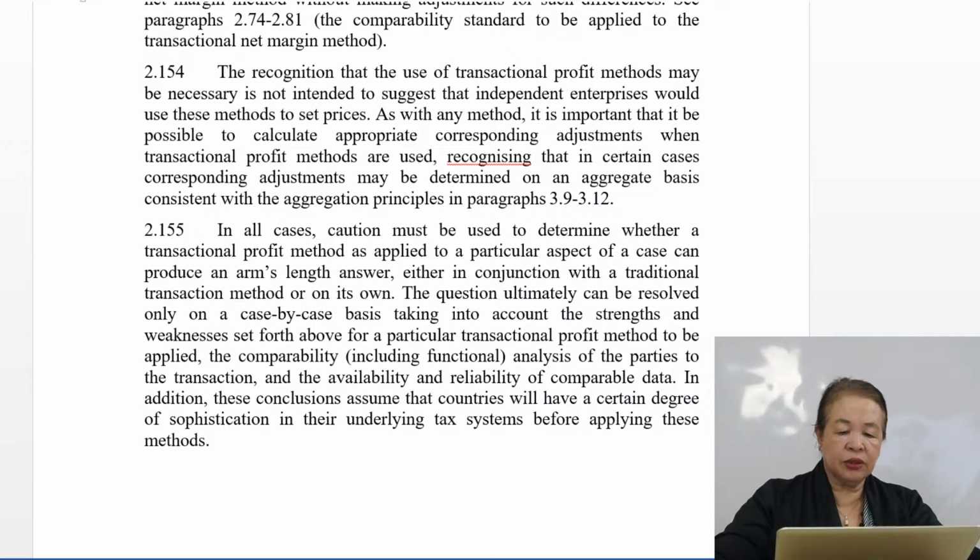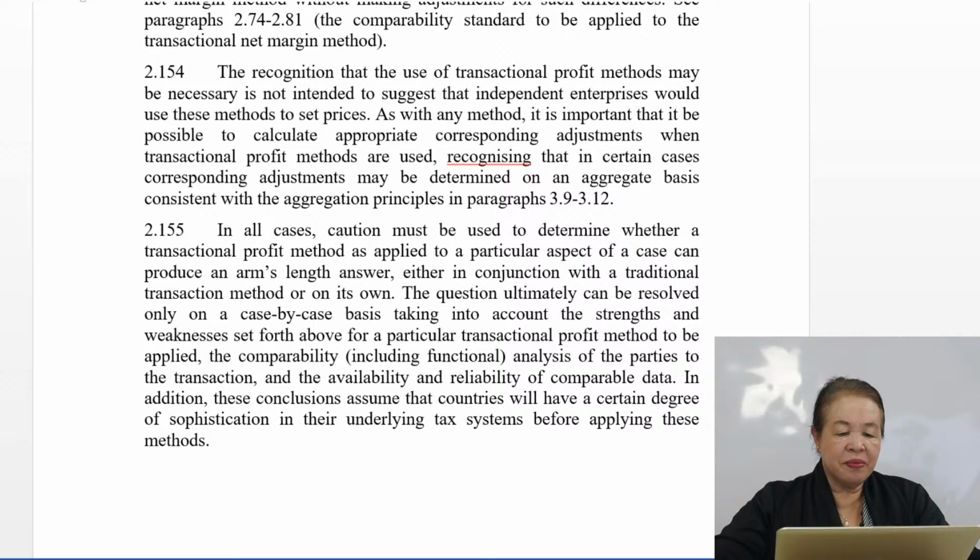So in all cases, caution must be used to determine whether a transactional profit method as applied to a particular aspect of a case can produce an arm's length answer. So you have to be careful. Either in conjunction with a traditional transaction method or on its own. The question ultimately can be resolved only on a case-by-case basis, taking into account the strengths and weaknesses set forth above for a particular transaction, for a particular transactional profit method to be applied.